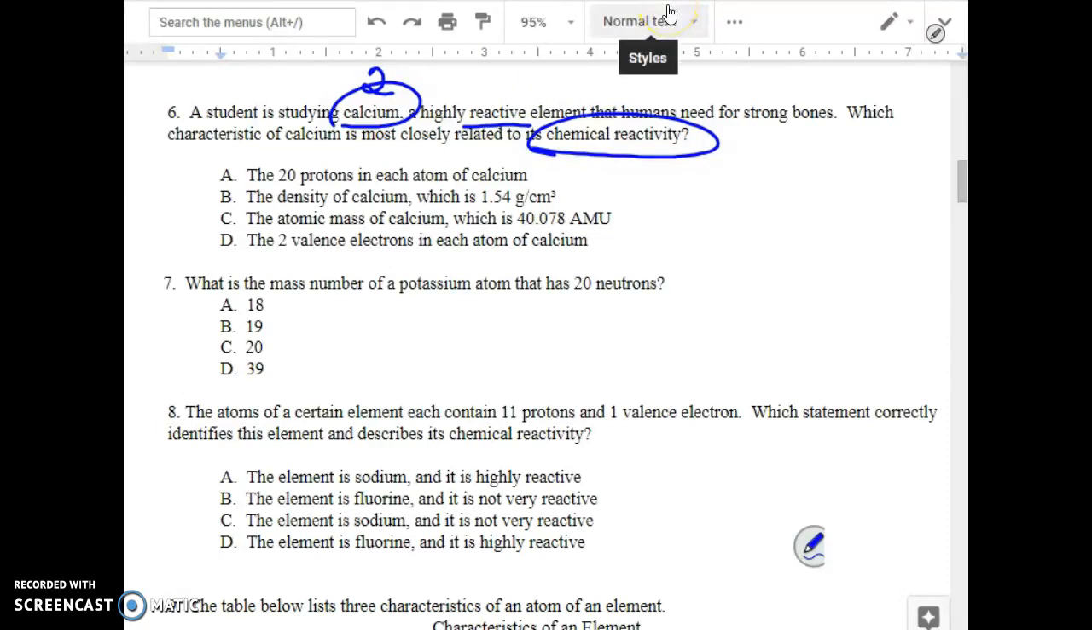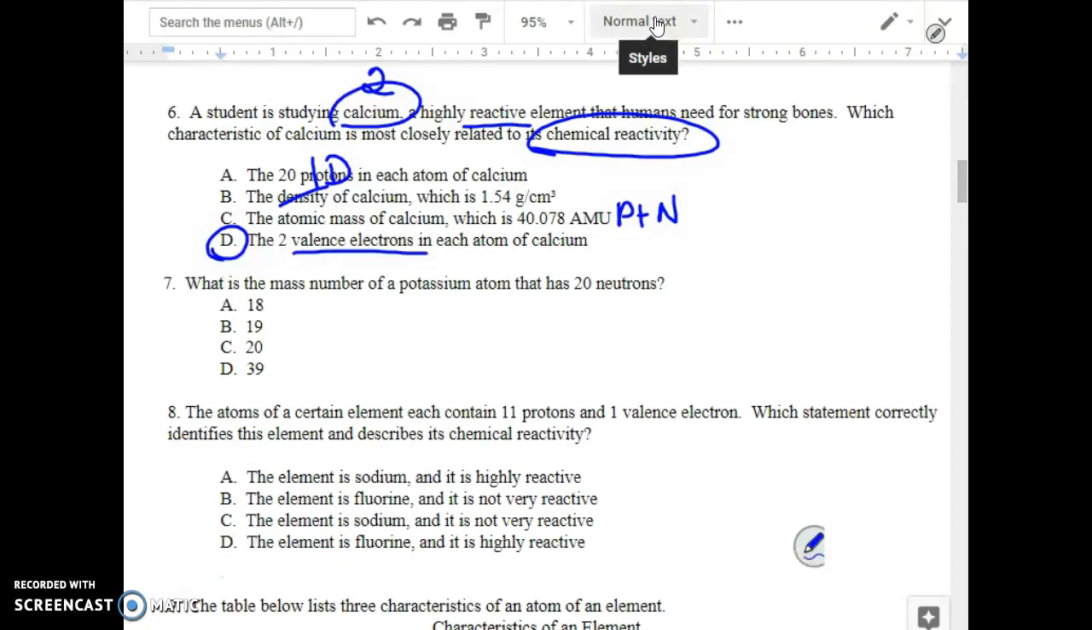The 20 protons, that determines its identity. The density, this has nothing to do with its chemical reactivity. The atomic mass, that's just its protons plus its neutrons. And it's the valence electrons because these are the ones that are responsible for bonding.